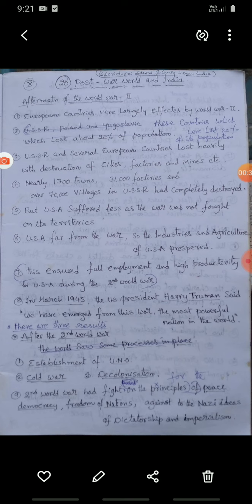European countries were largely affected by World War II. We have already learned that so much destruction took place in the world during the war, especially in European countries. These countries lost 20% of their population.